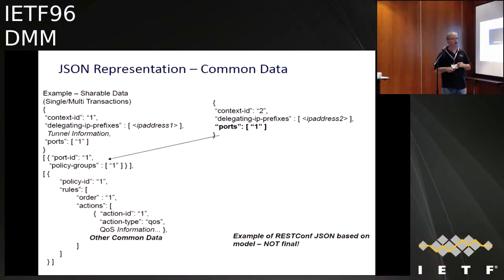Here we peel out only the information that's available to context one, which is the tunnel information, and we make a reference to ports. Now, in the previous model, you would have, as a separate activity, had to provision the ports and then provision the context. Here we see the RPC. We can actually handle the idea of provisioning the ports.